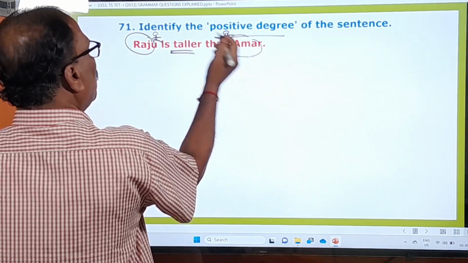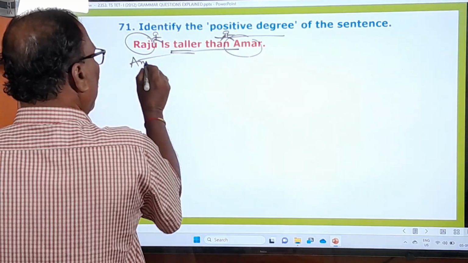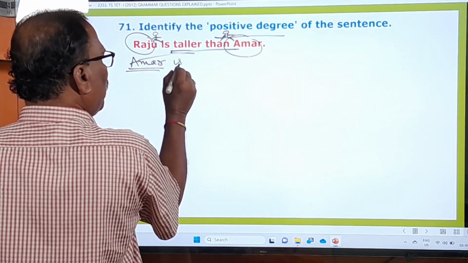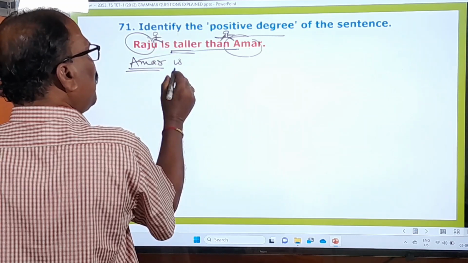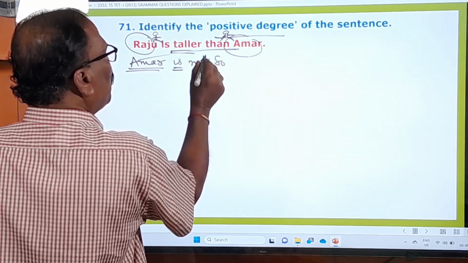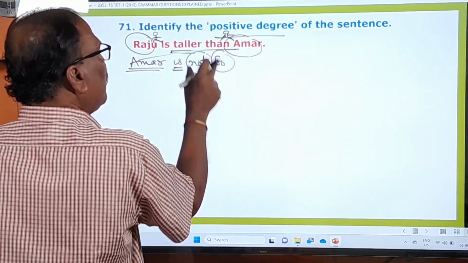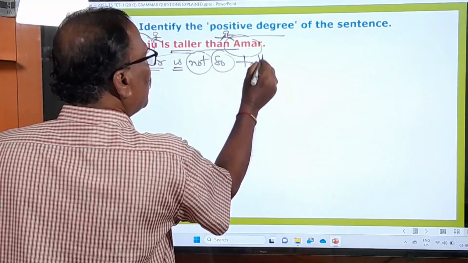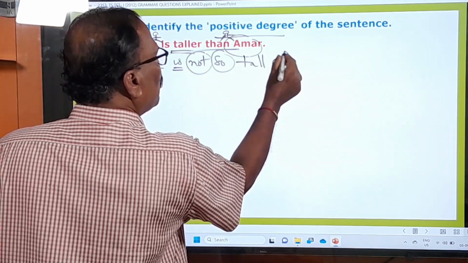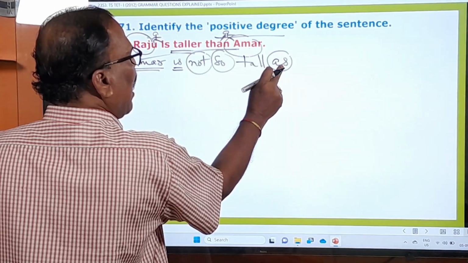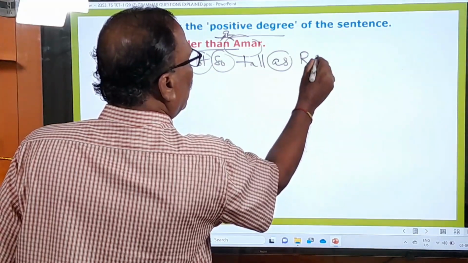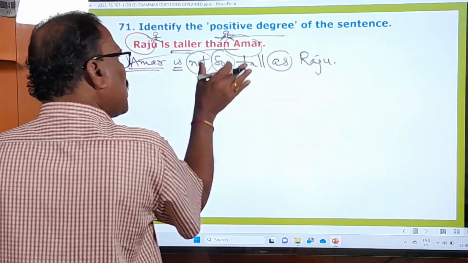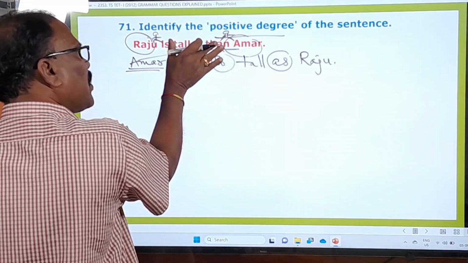When you change it into positive degree, you must bring it to the last one. We are comparing Raju with Amar, so Amar should be brought to the front position. Afterwards, the helping verb "is" should be used as it is, and afterwards, "not so" should be used. You have to use "not so" on your own. Then "tall": this is the comparative adjective, it should be turned into the positive degree adjective. Tall, taller, tall. Then you have to use "as" instead of "than." And this Raju should be taken to the last position. Here, "Amar is not so tall as Raju." So this must be the positive degree of this sentence.